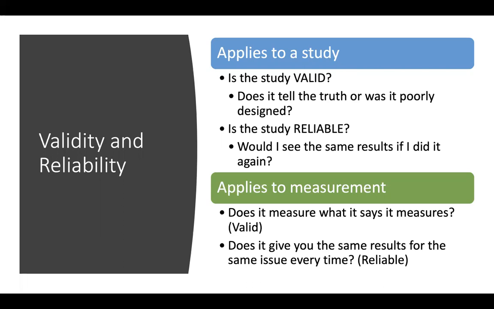Does it give you the same results for the same issue every time? So if I'm anxious and I'm the same amount of anxiety every day, and I take this test and it says I'm different numbers every day when I'm really the same, that is not a reliable test. Okay, it needs to give you accurate, precise, similar results every time for reliability, and those results have to actually mean what it says it means for validity.